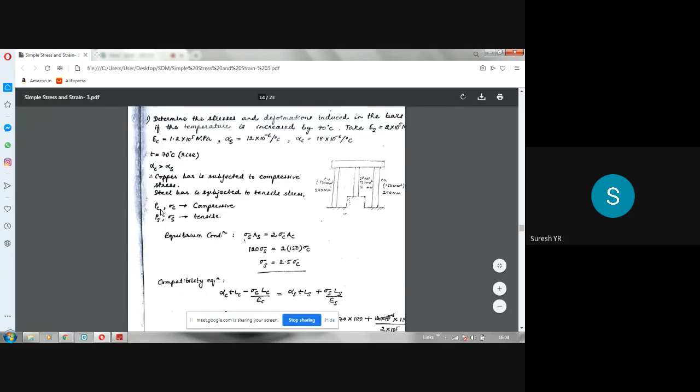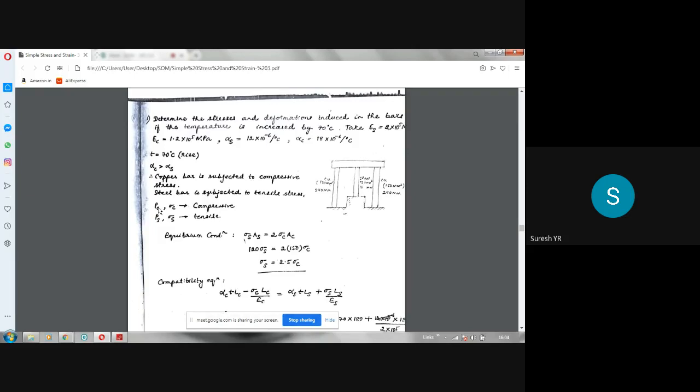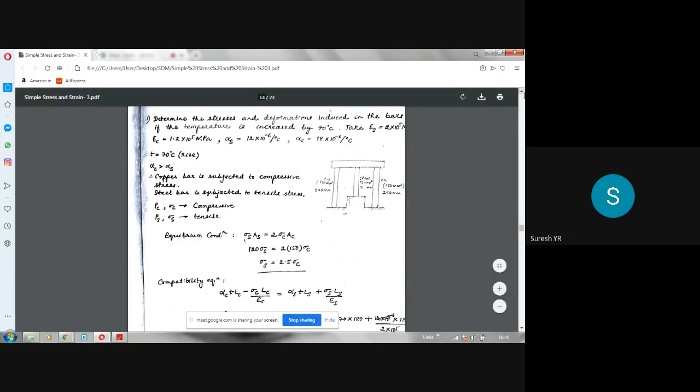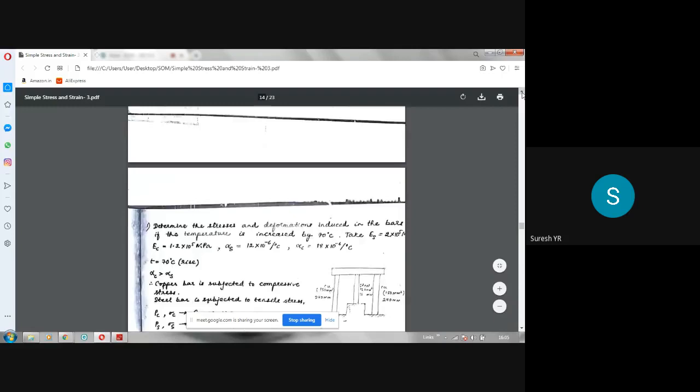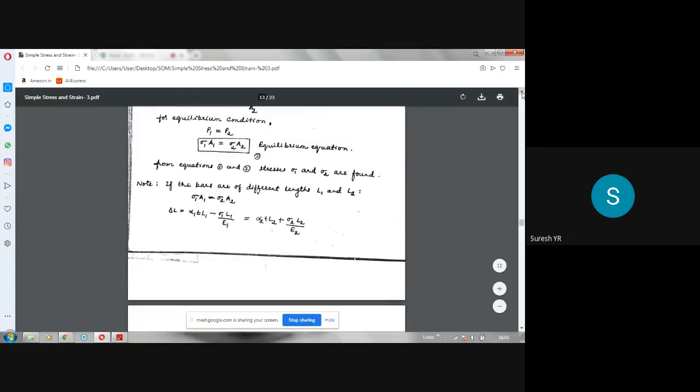So that means PC and sigma C, they are compressive. In copper, force induced in copper bar is PC, compressive force. Sigma C is the compressive stress in copper. Then PS, sigma S: force induced in steel bar is PS, tension. And sigma S is the stress induced in steel, that is tensile stress. Okay. Now we have to use these two equations only. One is the equilibrium equation, another one is the compatibility equation. So these two we have to use.